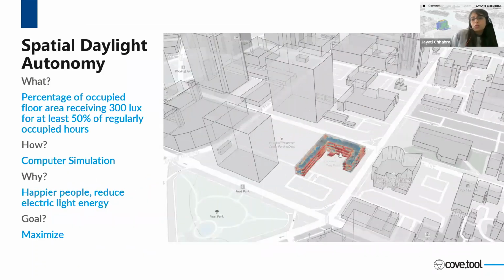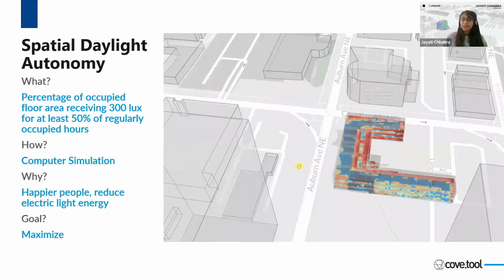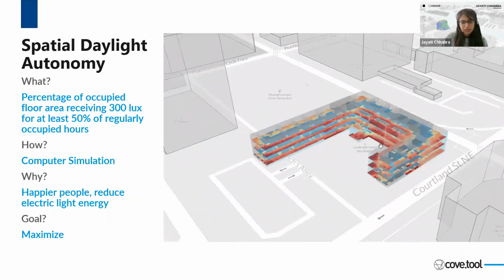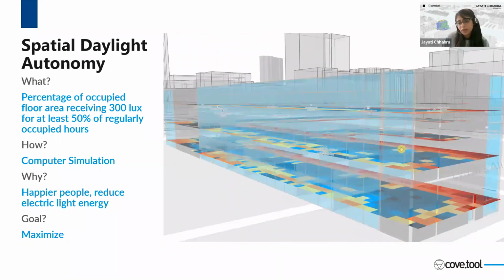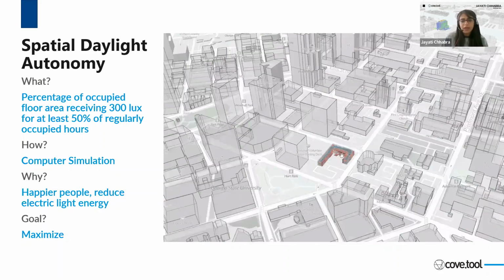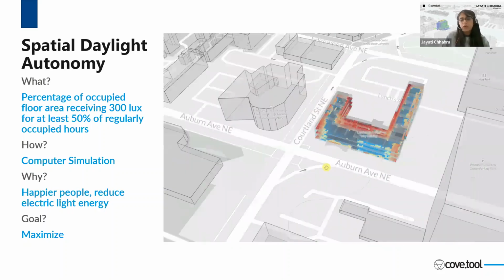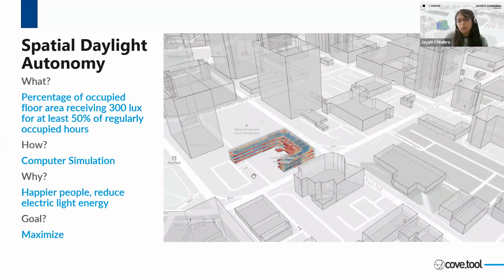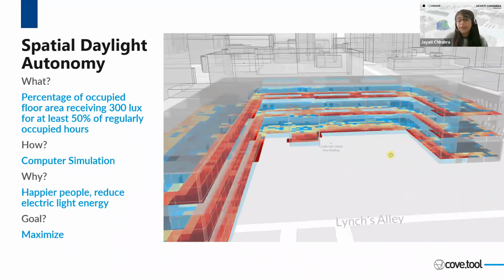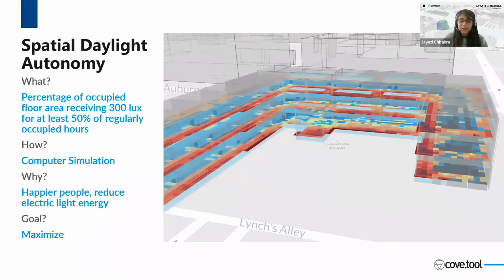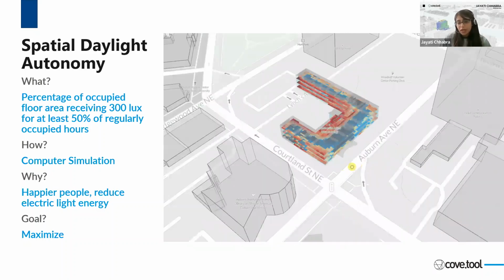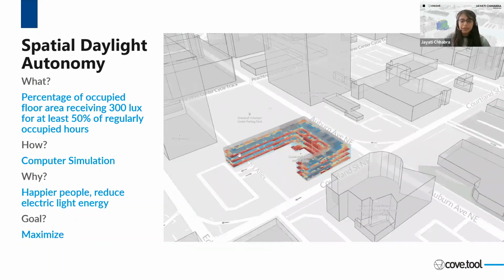Now, the next one we are going to look at is SDA. This is spatial daylight autonomy, or more specifically, it's a percentage of floor area that is receiving between 300 lux to 1000 lux of daylight, which is basically good daylight, for more than 50% of the occupied hours in a year. It basically means how daylit my building is, or how much time the occupants in the building will be able to see natural light in the building versus electrical lighting.